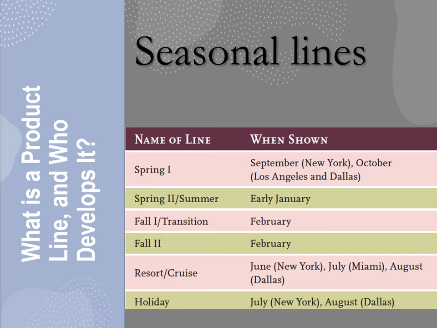So when we see Fashion Week, normally September for New York and October for LA and Dallas for spring. You know, COVID changed some things up. So some folks showed in September in New York, and some designers are doing virtual presentations for October. Spring and summer is early January, fall, February, resort and cruise. So that's a special little season.